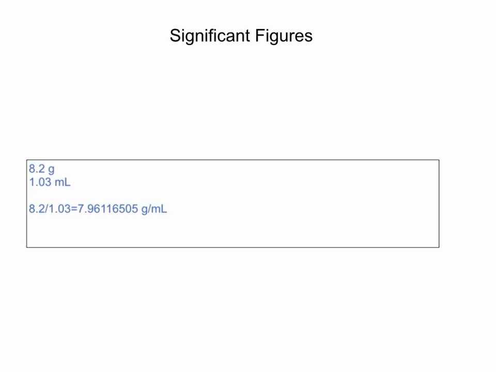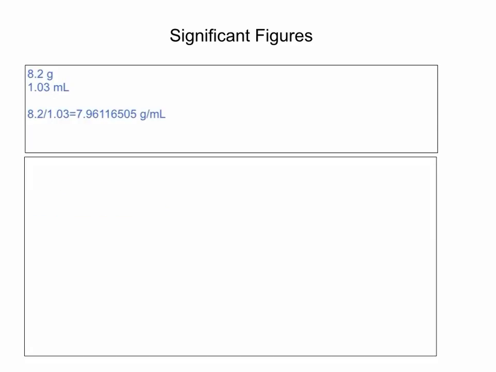But when we do the math, we end up with all these decimal places at the end. It's impossible to know that these numbers are correct at the end here. All we know is information about the tenths place and information about the hundredths place. So how do we deal with this problem? How do we get an answer that has the correct number of significant figures?